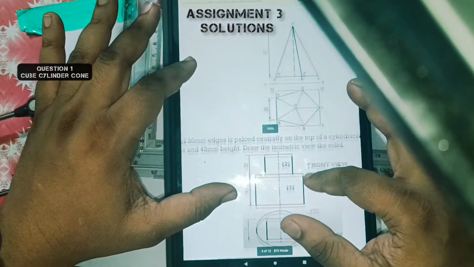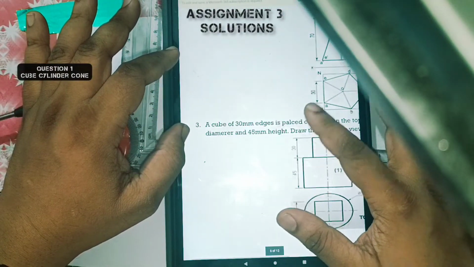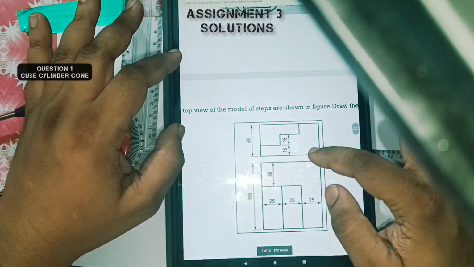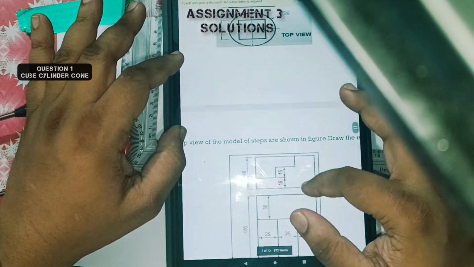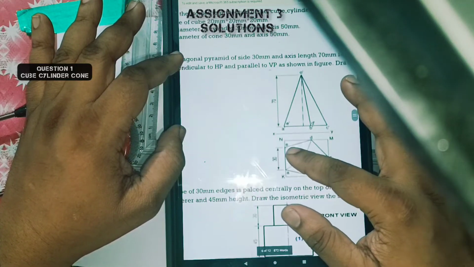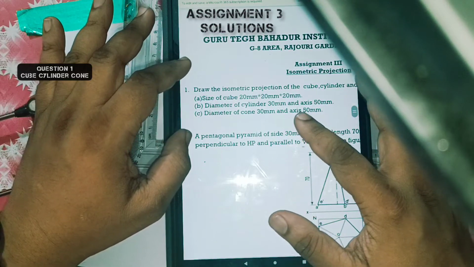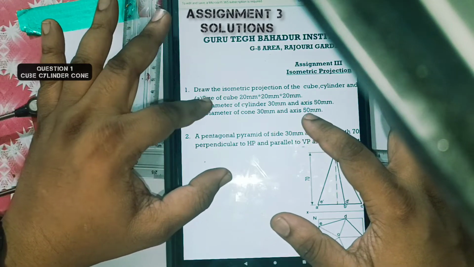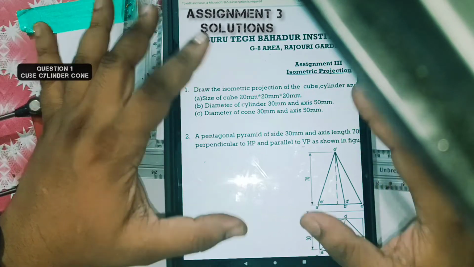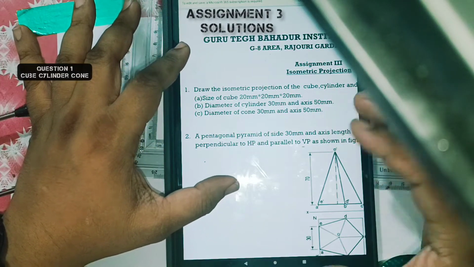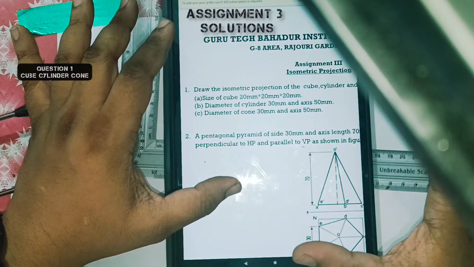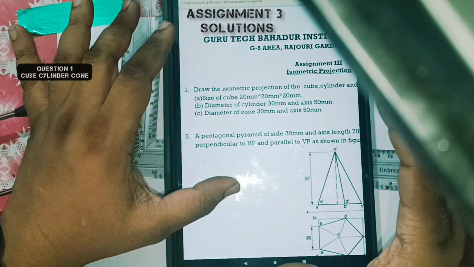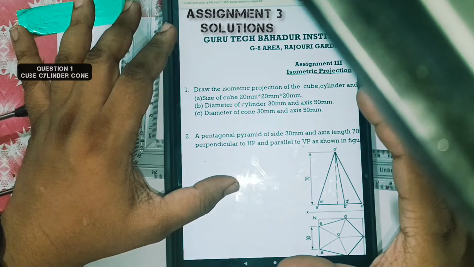Okay, we will start this assignment. Four questions are there, so we are going to draw all of these one by one. First, the process. You have to make the orthographic view. Before any isometric view, you need to make an orthographic view in order to understand what the object is.